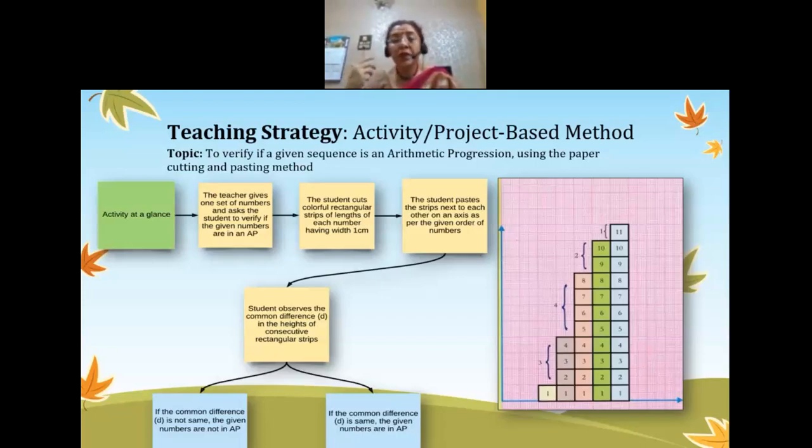Don't you think it will be easier for us to reach the students with the concept of arithmetic progression? Because before I give the definition, they are handling, touching and feeling the problem, which is very important. So construct the knowledge, don't just transfer the knowledge. This is the project method.